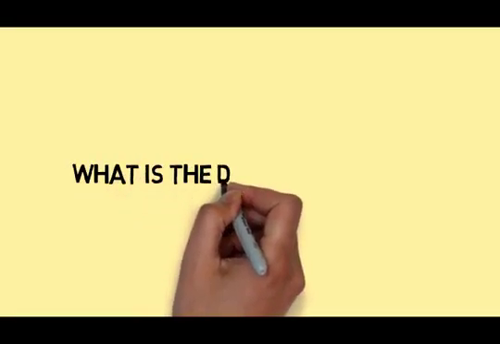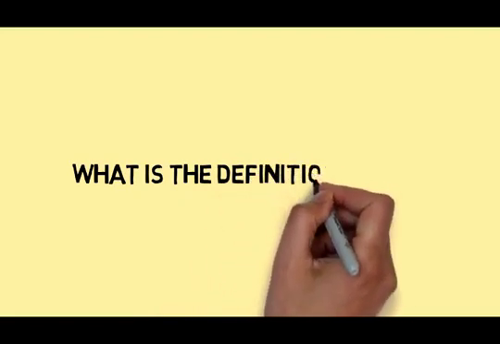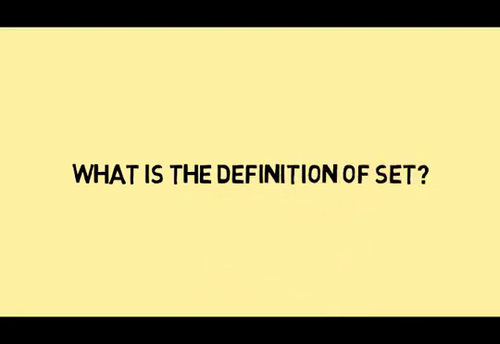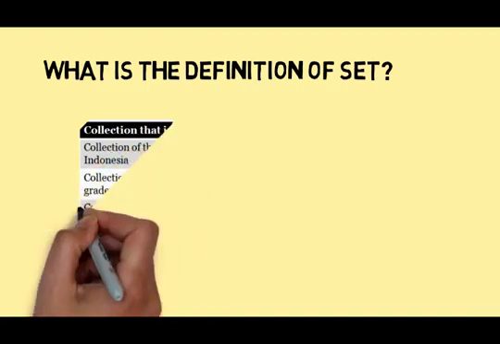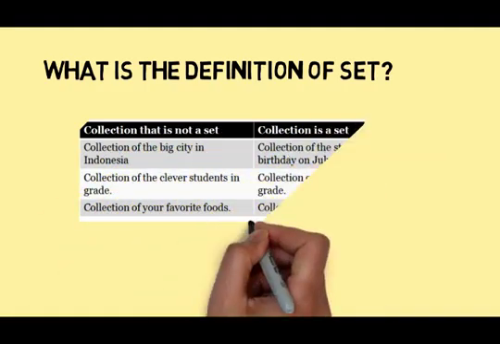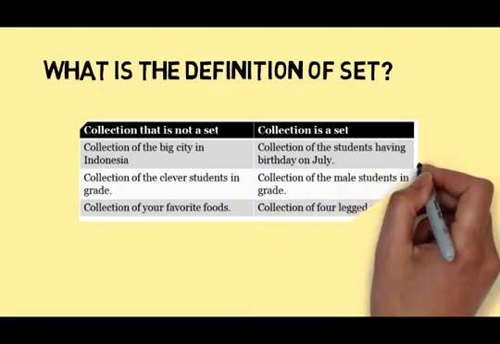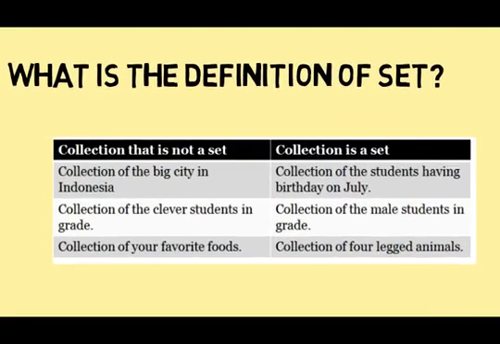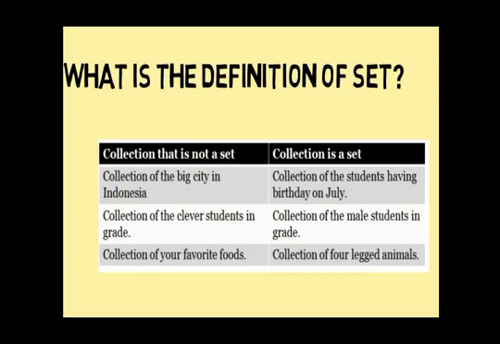What is the definition of set? Look at the following table. The table explains about examples of a collection that is not a set and a collection that is a set. For example, collection that is not a set.